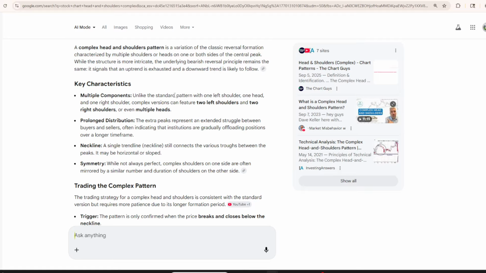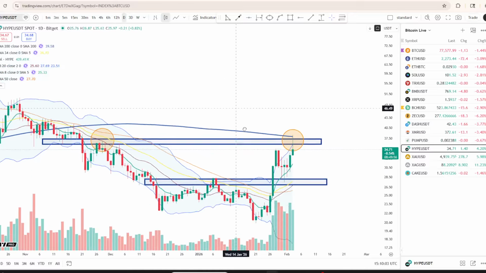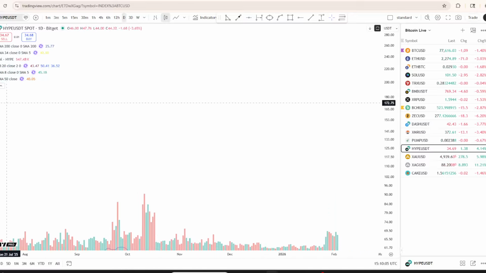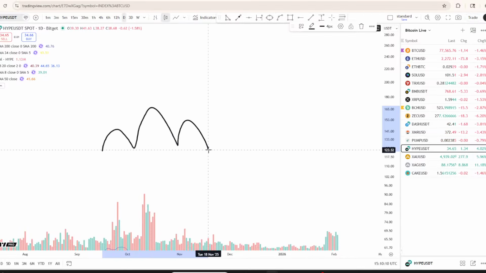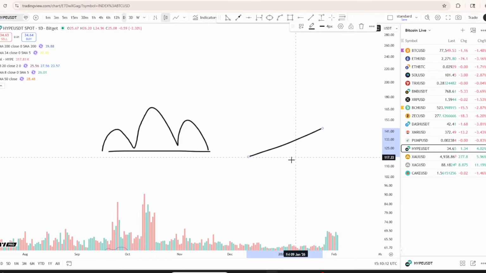Well, it says here in the AI overview, unlike a standard pattern, the complex can have multiple shoulders or multiple heads. What does that mean? Well, let's look at a couple examples. Let's make up a couple examples here. So normally, shoulder, head, shoulder, and you can have a horizontal neckline, a rising neckline, a descending neckline, okay?